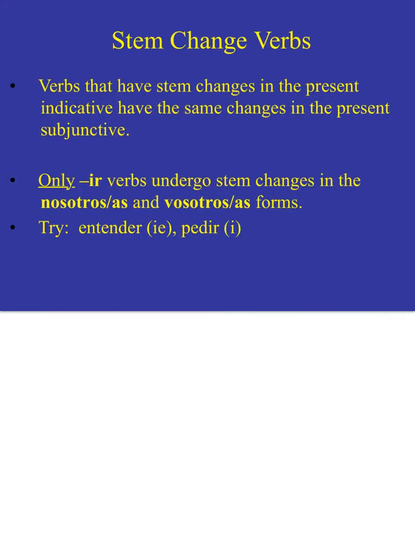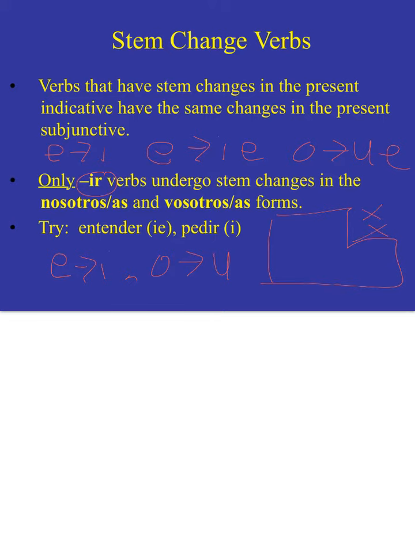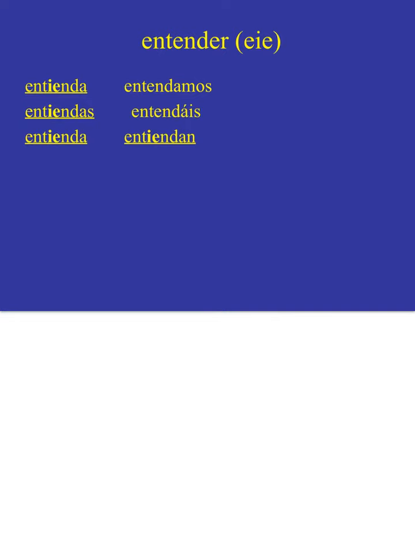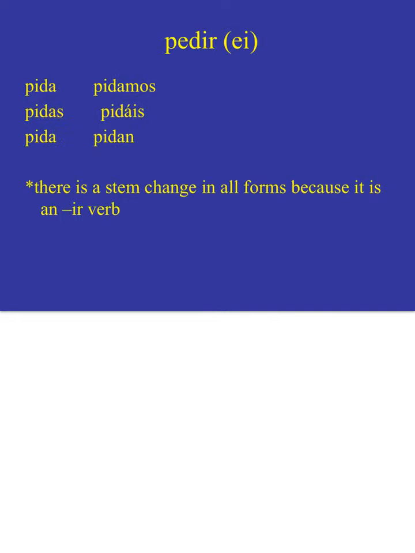Stem changers. Don't forget that we have our stem changers. We have E to I, E to IE, and O to UE. These are still boot verbs, okay? But now IR verbs will have an additional change, only IR. The E will change to I, the O will change to U, here in the nosotros and vosotros forms, just like the nosotros command. Here's an example of entender. Here's an example of pedir.